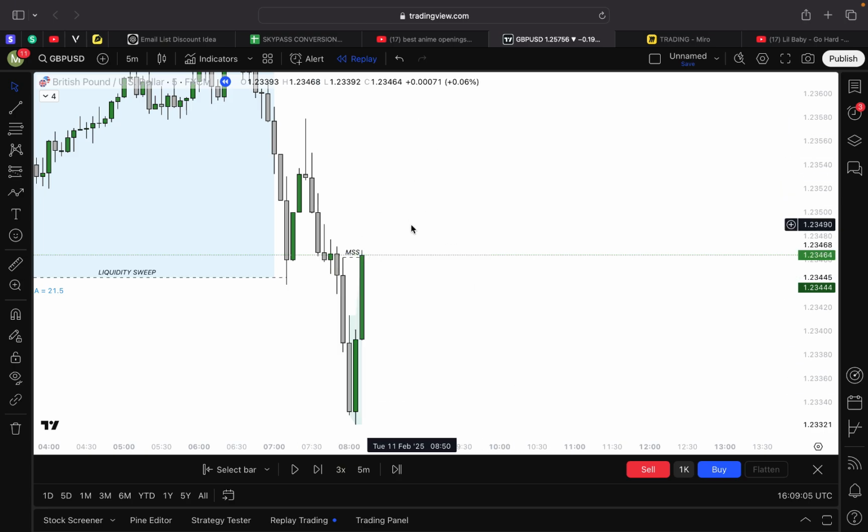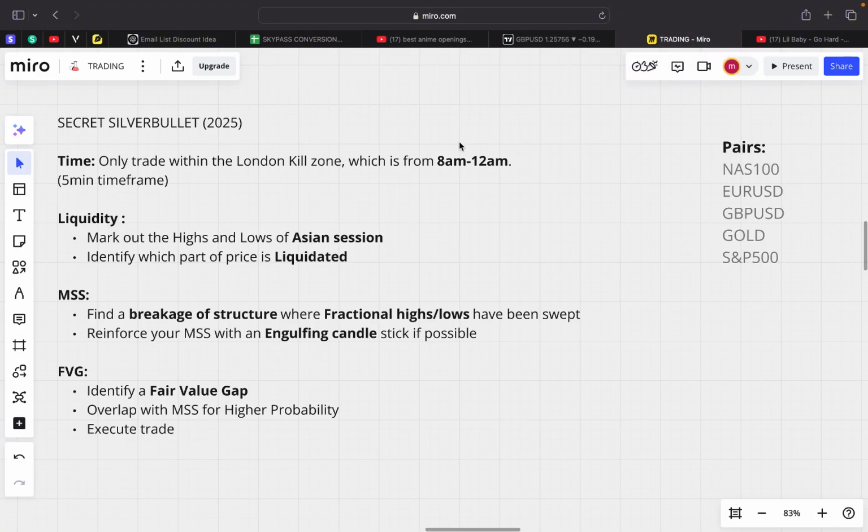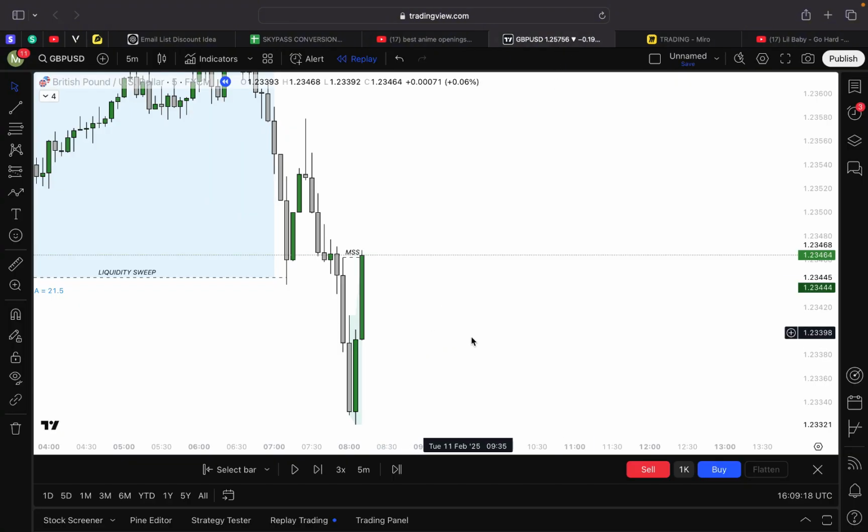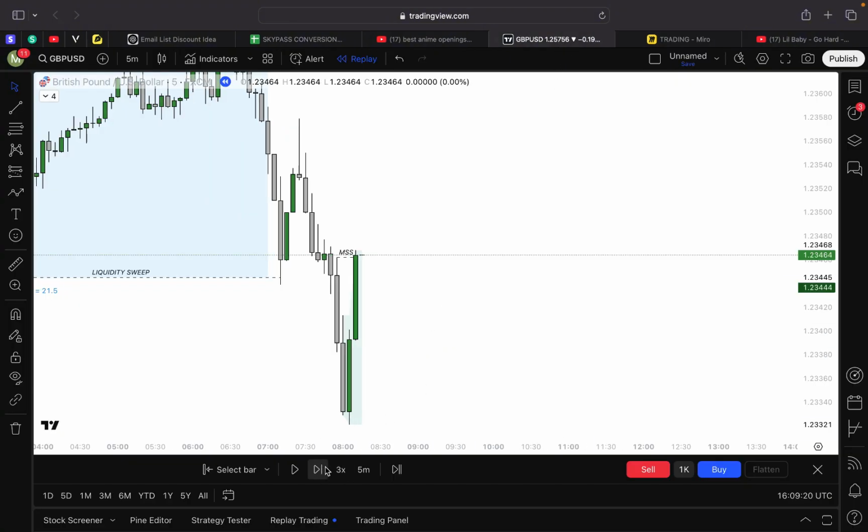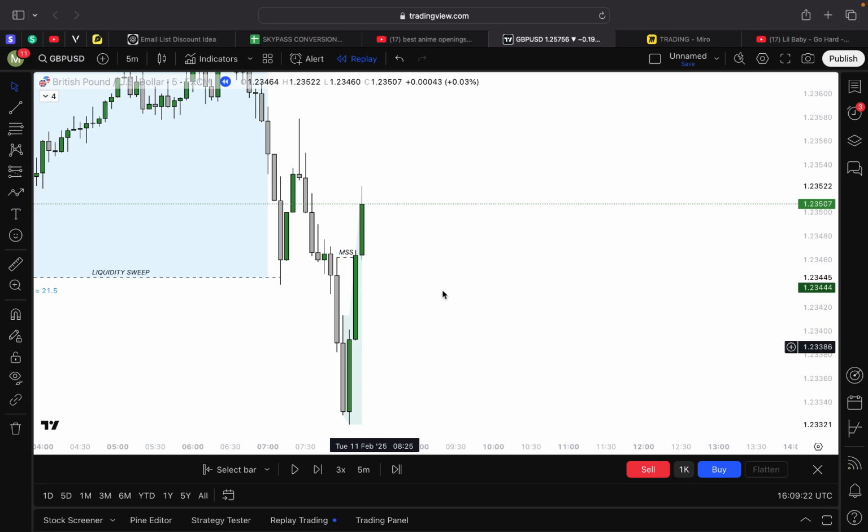That's what it means. And what we need to do next is so easy and so simple, right? What we need to do next is identify the fair value gap, and we can overlap the fair value gap with the market structure shift for a higher probability, and then we just execute the trade from then on. Let me play price forward one more time so we can get our fair value gap entry. So there we go. The fair value gap will be anywhere right here with the market structure shift.